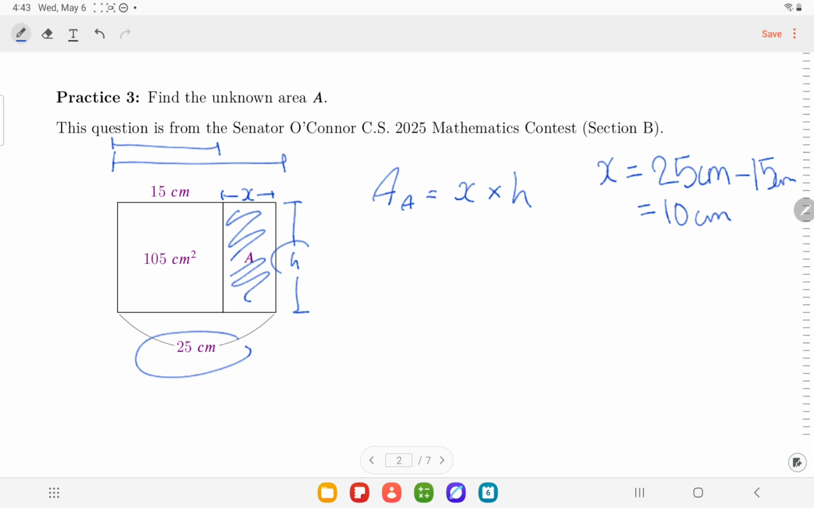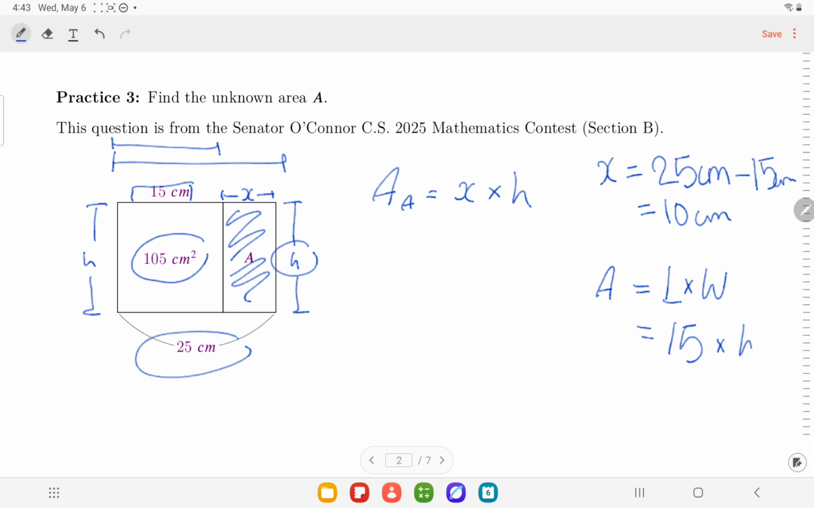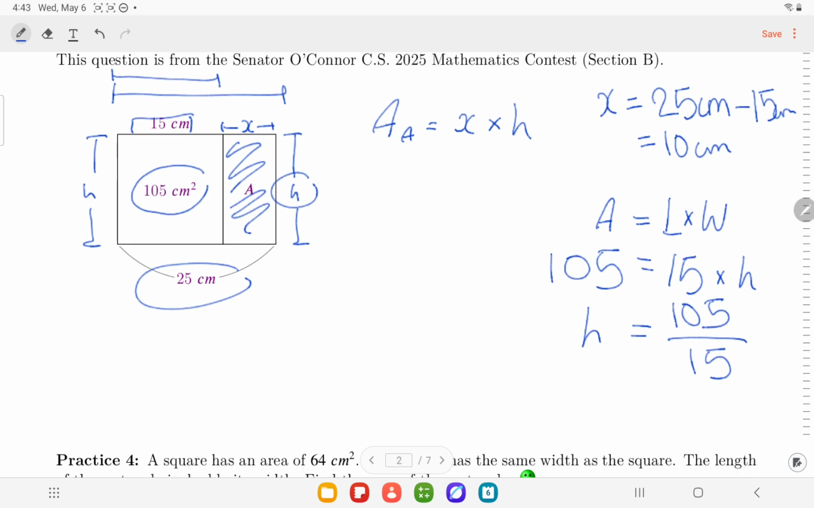So we know that this H is also the same here. And we have the area here, and we have the side length. So we know that the area of a rectangle is length times width. And we know here our length is 15, and our width is H, and we know our area. So our H is going to be 105 divided by 15, which is 7 centimeters.